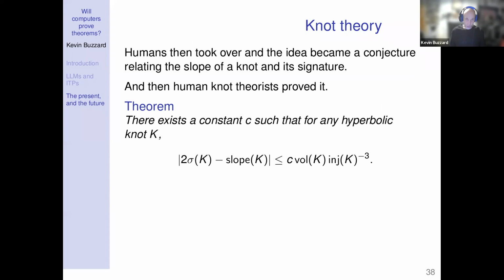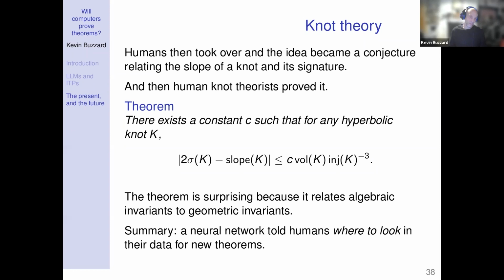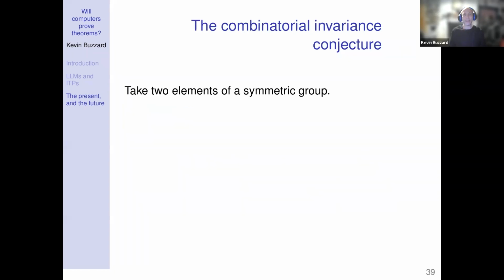So the humans proved that theorem. That's not computers proving it, but the computers told them where to look. And the reason the theorem's sort of interesting is because it's a non-trivial relationship between geometric invariants of a knot and algebraic invariants. So there you go. There's computers being used in a surprising new way.